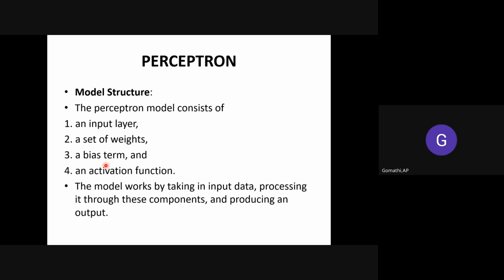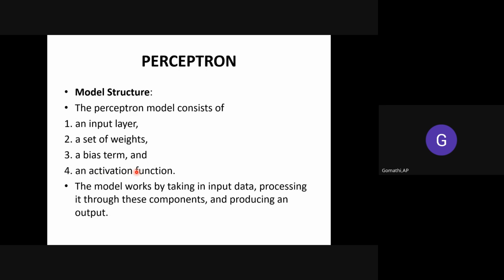It helps to shift the decision boundary up and down, so it provides more flexibility in classification. Next one is the activation function. The perceptron uses an activation function to determine the output based on the weighted sum of the input. It is mainly used to calculate the weighted sum of input. In the case of the perceptron, it is a step function.